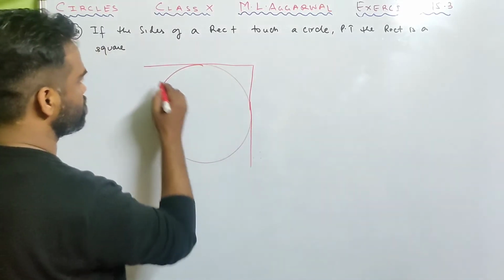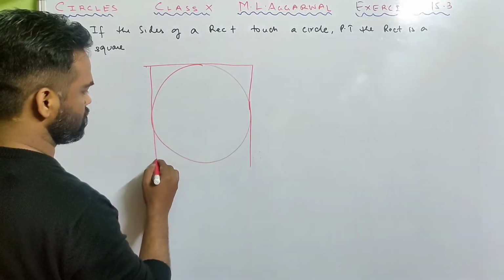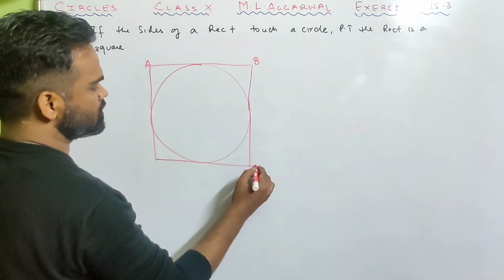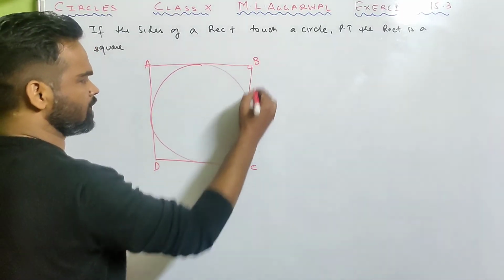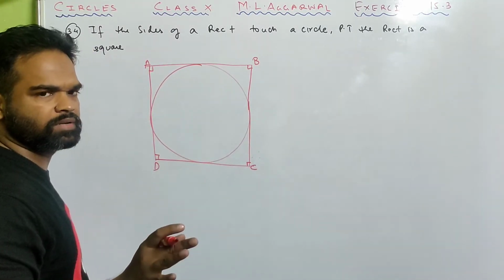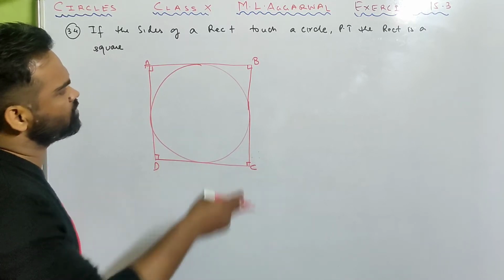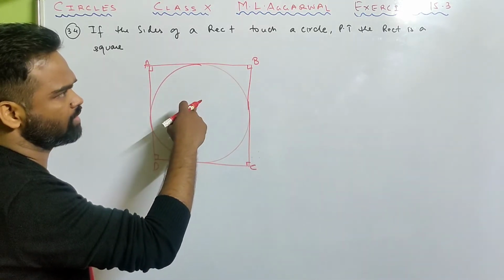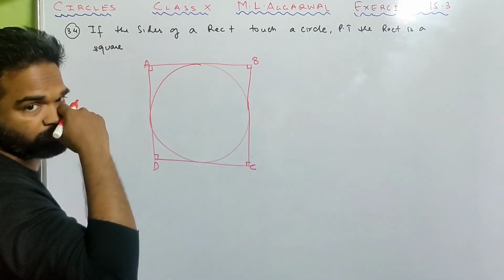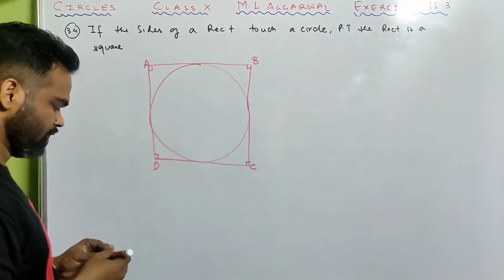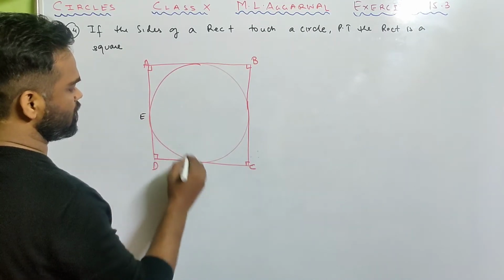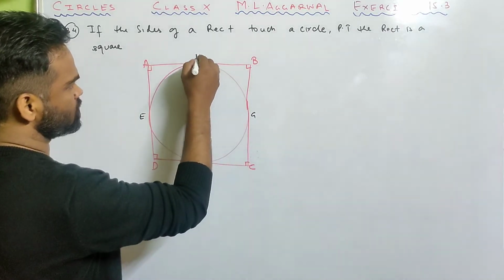Try to understand. Suppose ABCD is a rectangle. It's a rectangle. It means opposite sides are equal and all the angles are 90 degrees. We need to prove that if the sides of this rectangle touch a circle, you can see the figure, this rectangle is actually a square. Now, very easy. Look over here. First of all, suppose E, F, G, H.